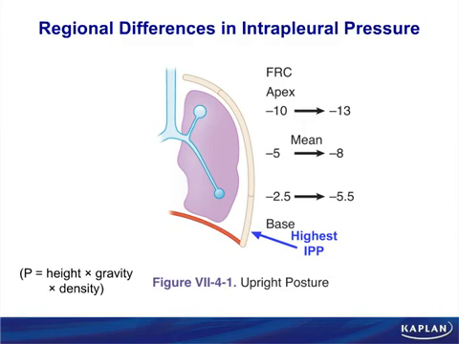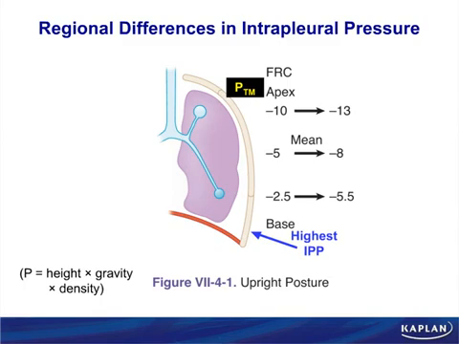The apex, interpleural pressure is -10, but as we move down, remember that pressure equals height times gravity times density. So as I move down the chest wall, interpleural pressure is increasing, i.e. it is becoming less negative. And the highest interpleural pressure is going to be at the base of the lung. So notice it goes down to about -2.5.